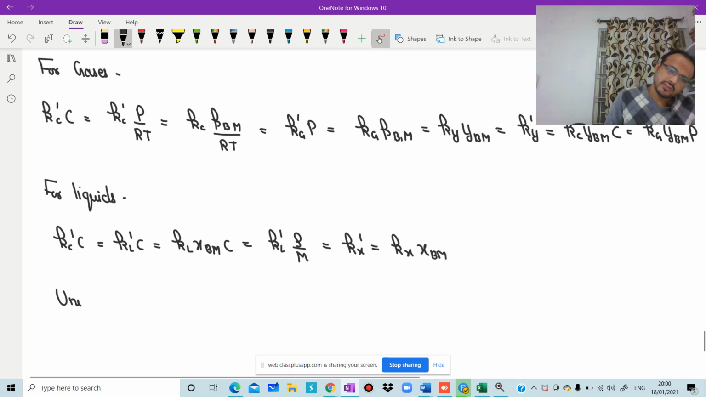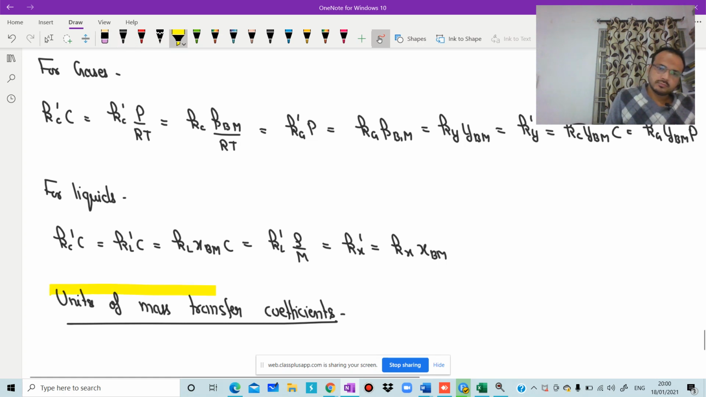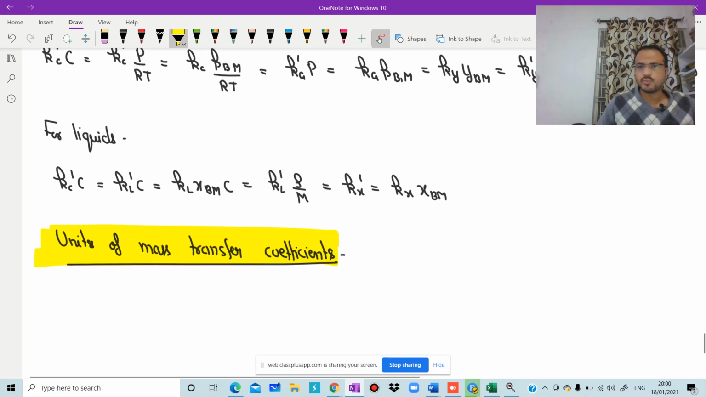Units of mass transfer coefficients. If it will take more than one day also, then there is no problem. At least revision will be in a proper manner.